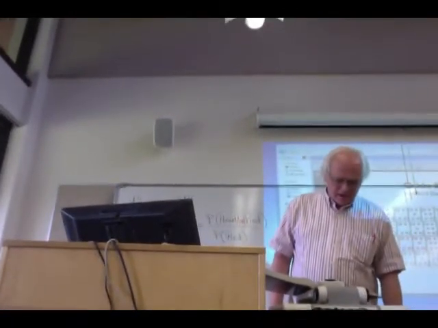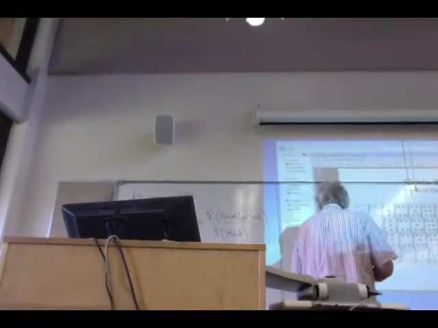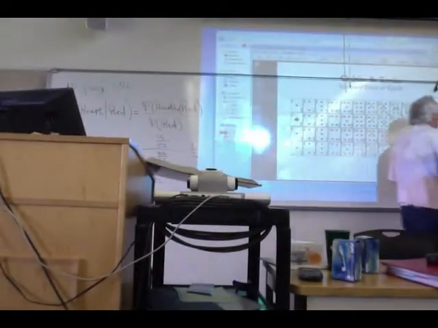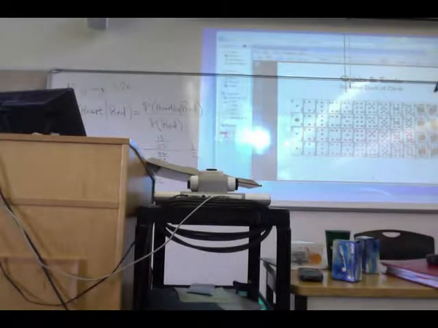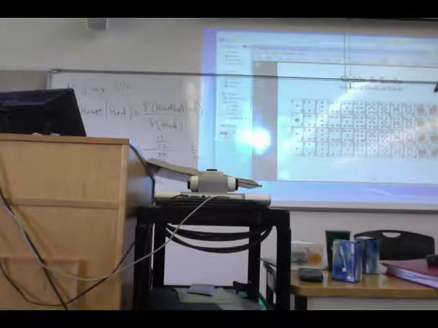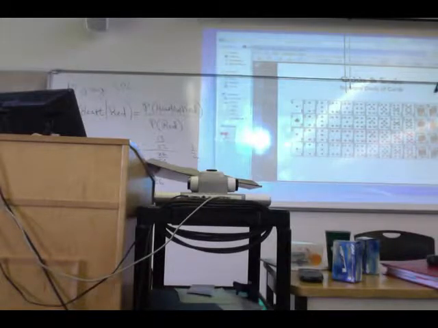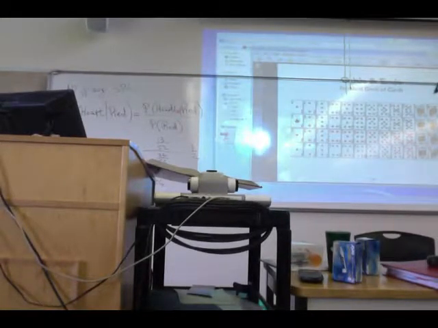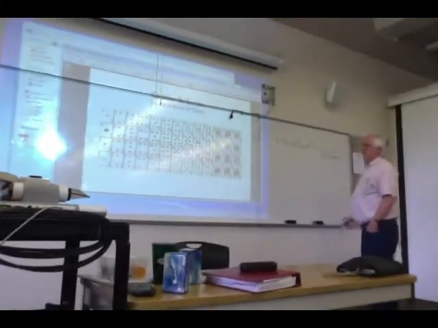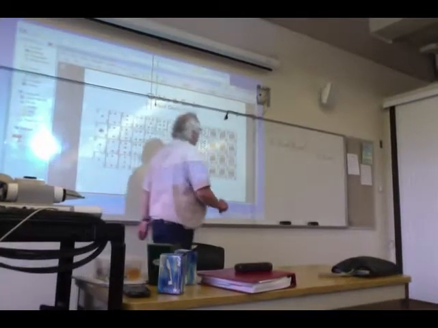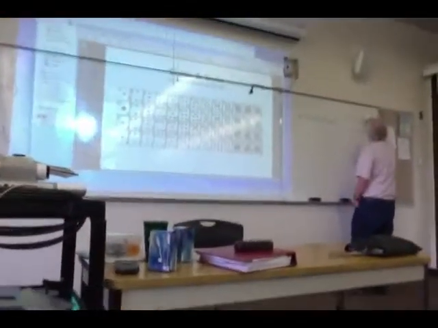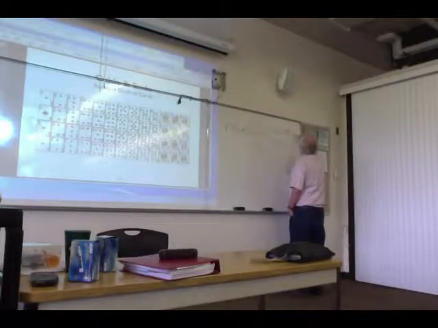All right, now in part B it says the card is red given that it is a heart. So we're reversing this. So we're asking the probability that it's a red given that it's a heart. By definition, this is the probability that it's a red and a heart divided by the probability that it's a heart.